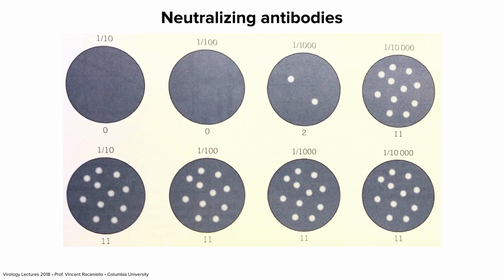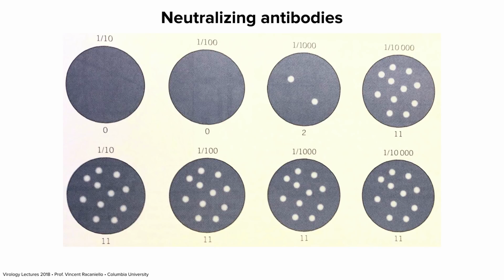So at the bottom, the virus has been incubated with a buffer, and you can see in all cases the 11 PFU are present because the buffer shouldn't be neutralizing. But on the top, you can see that at a dilution of 1 to 10, there are no plaques. This is a dilution of the serum that you've prepared from the immunized animal. A dilution of 1 to 100, there's no plaques. Now you go out to 1 to 1,000, you get 2 plaques. And finally at 1 to 10,000, you've now diluted out the antibodies so far that there's no neutralizing activity.